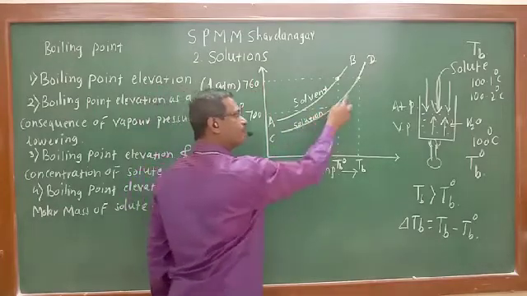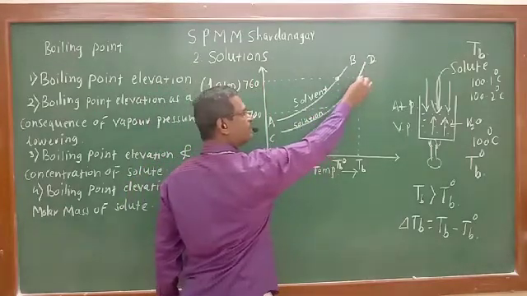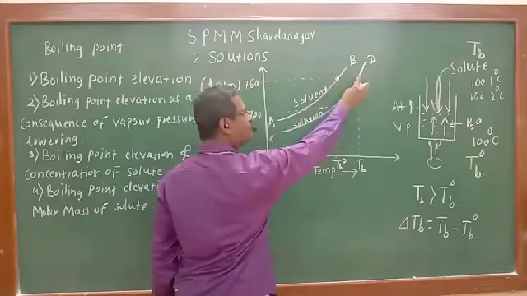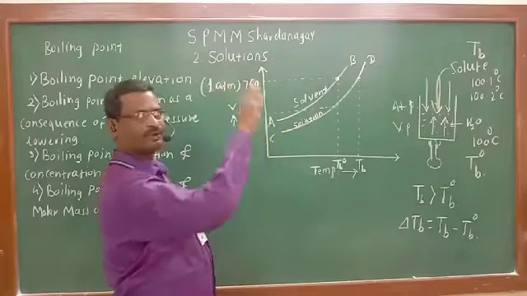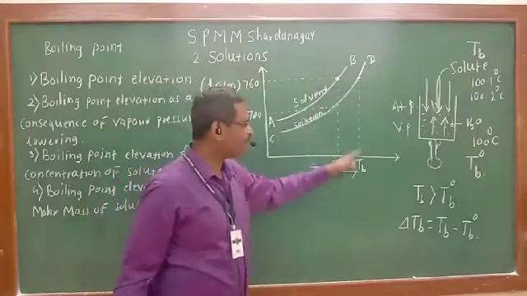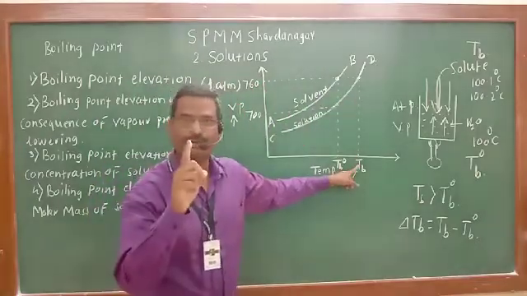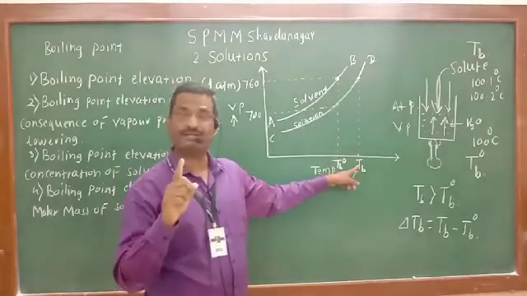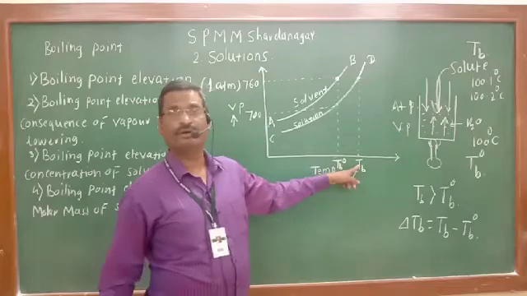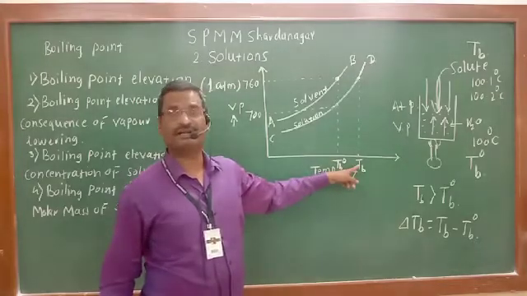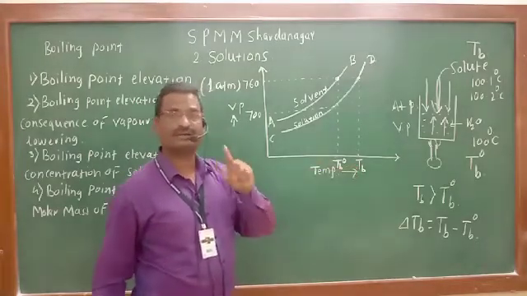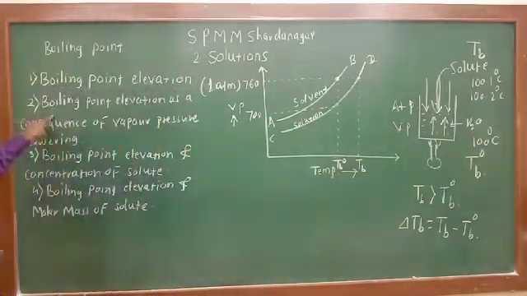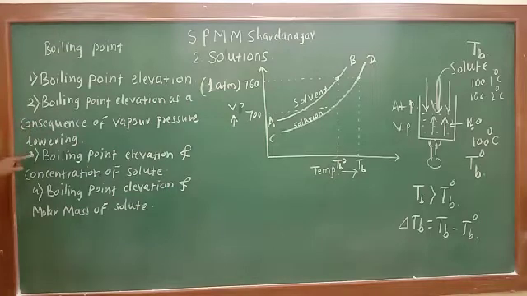Therefore, this should be extrapolated up to this position such that at this point, vapor pressure of solution becomes equal to external atmospheric pressure, and that temperature is TB, that is the boiling point of solution by definition. Because boiling point is the temperature at which vapor pressure exerted by any liquid is equal to external atmospheric pressure. So that is boiling point elevation as a consequence of vapor pressure lowering.